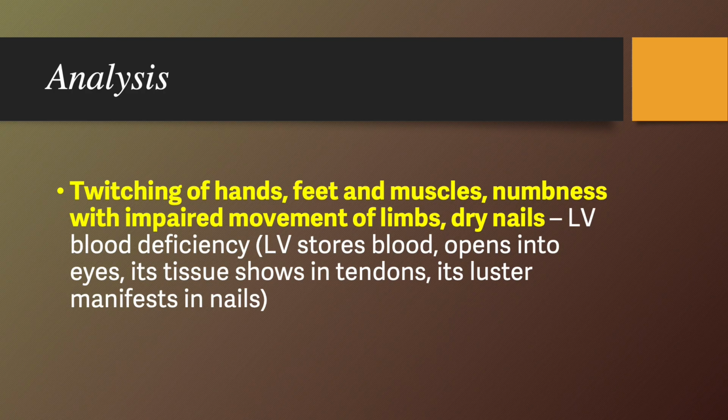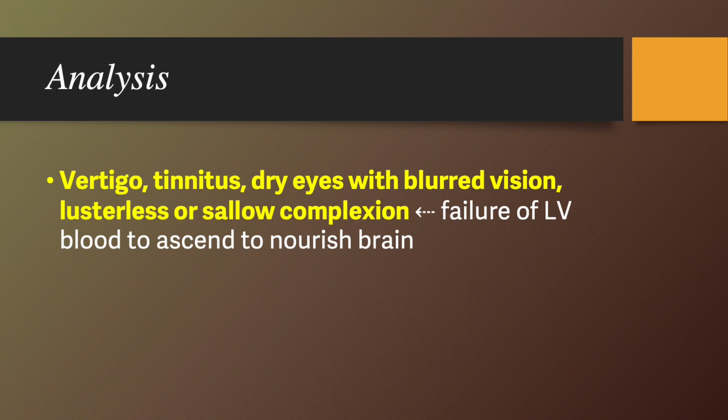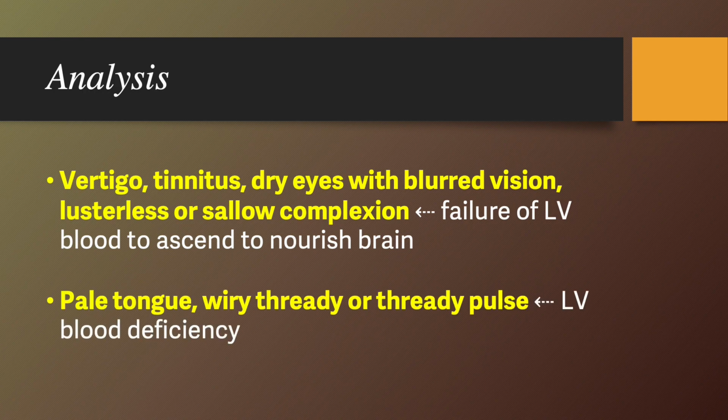Since the liver stores blood and opens into the eyes, its tissue shows in the tendons and its luster manifests in the nails. Liver blood deficiency may cause twitching of the hands, feet, and muscles, numbness with impaired movement of the limbs, and dry nails. Failure of liver blood to ascend to nourish the brain may cause vertigo, tinnitus, dry eyes with blurred vision, and a lusterless or sallow complexion. A pale tongue and a wiry thready pulse are typical signs of liver blood deficiency.